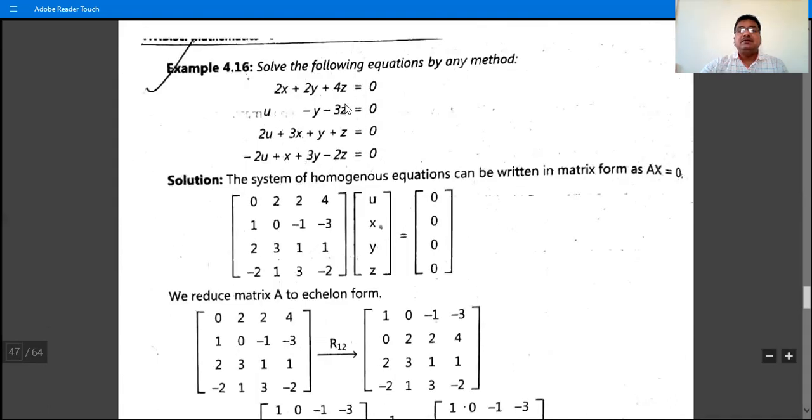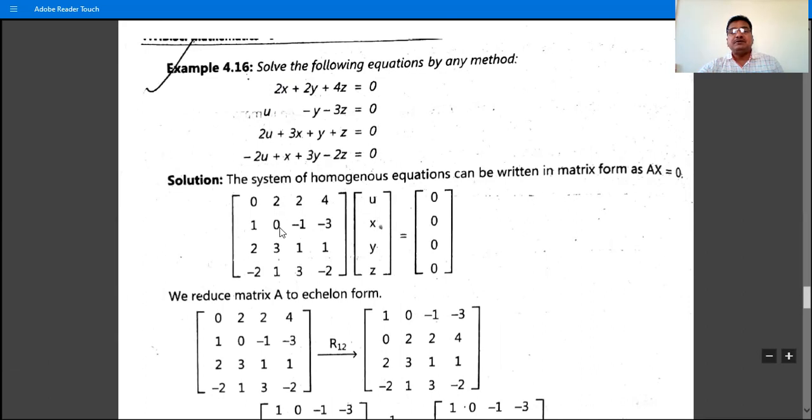This is the example: x, y, z, u. So there are 4 variables: u, x, y, z. In the first equation there is no variable u, so its coefficient is 0. Coefficient of x is 2, y is 2, z is 4. Then the u coefficient is 1.